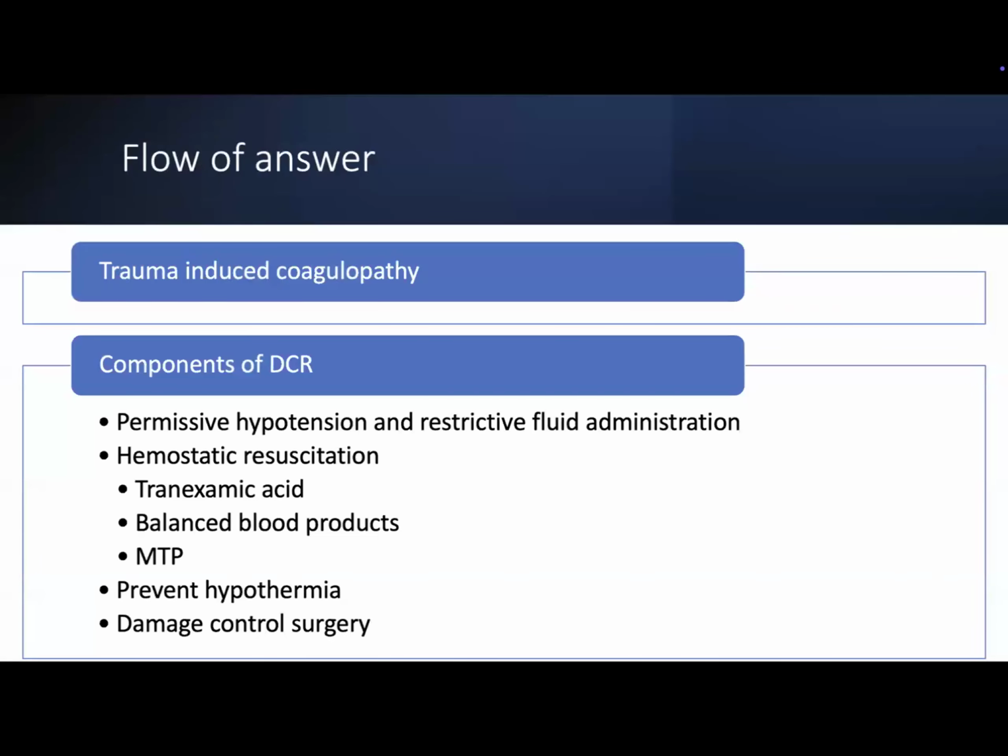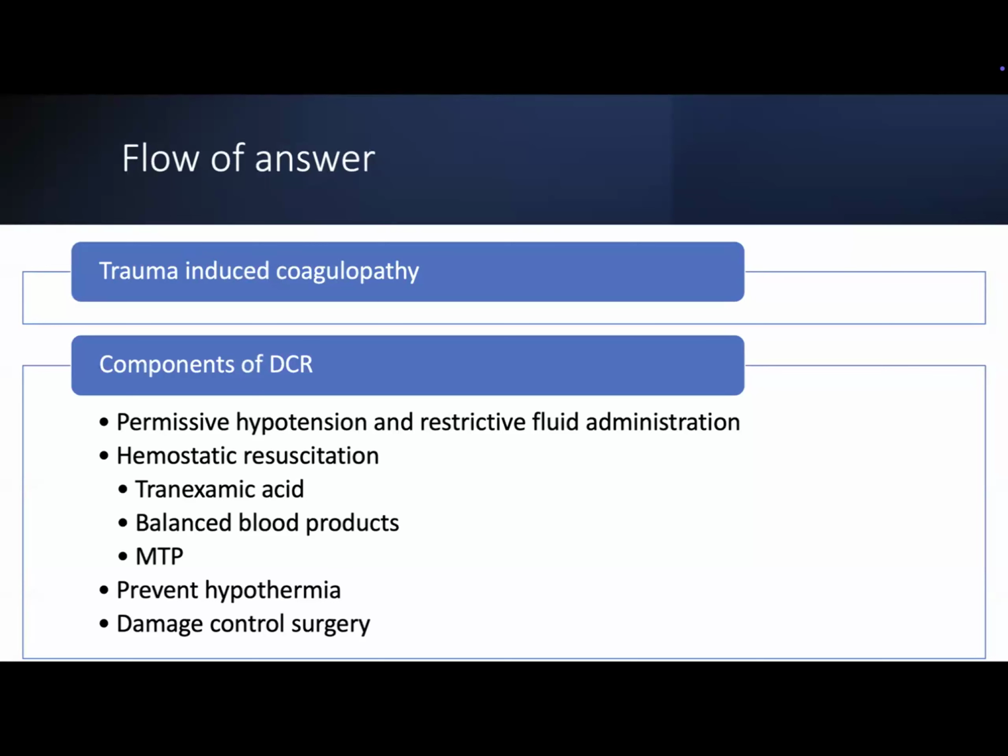So summarizing what to put on the paper, first you need to describe what is trauma-induced coagulopathy and how it affects and how each of your management affects trauma-induced coagulopathy. Then you have to elaborate on each component of DCR, where we'll start off with permissive hypotension, restrictive fluid administration, your target SBP, your target how much fluid you will administer. Then coming to hemostatic resuscitation, role of Trenexa, CRASH trial, balanced blood products, where you'll talk about the PROPPR trial and what is balanced blood product administration, how is it helpful.